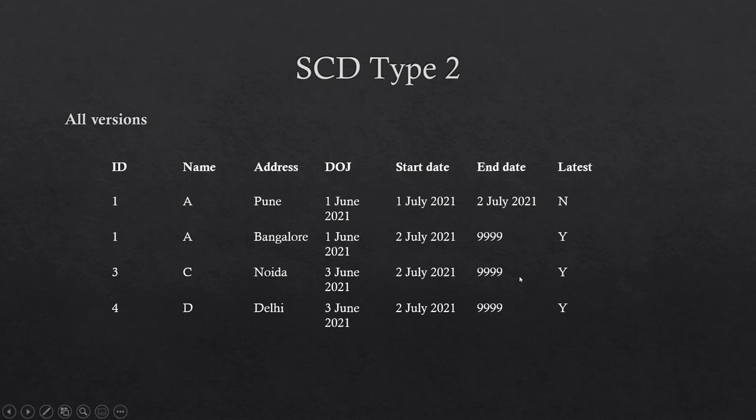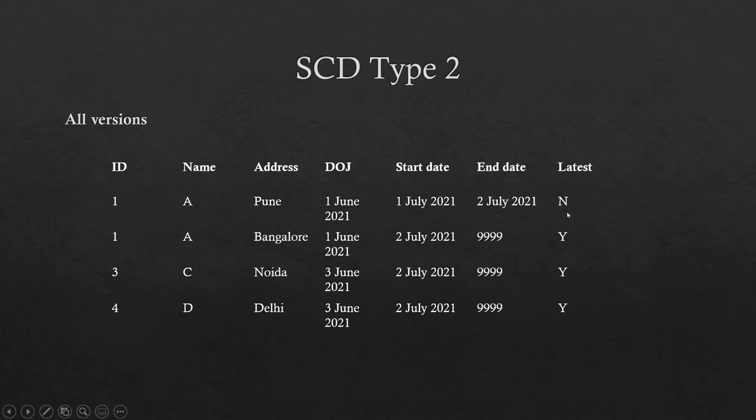If you see the other records, 3 and 4 have 2nd July as incoming date because that is when they came in and they are active. So the end date is 9999, and the active flag for all three is Y, which means these are the latest versions, and all previous versions we will mark as N.